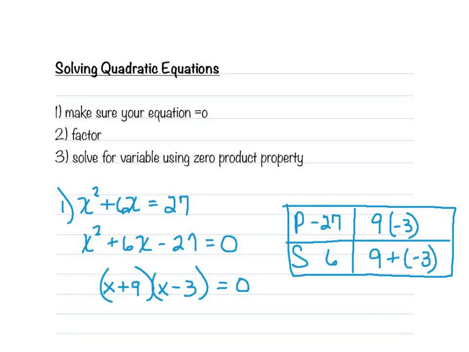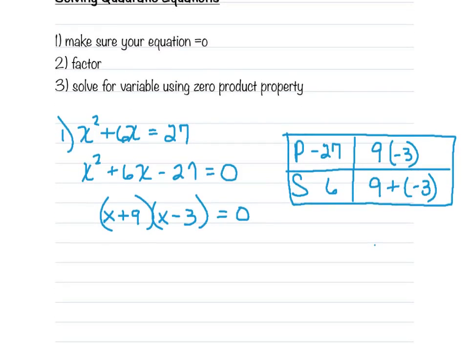Now remember, the zero product property says that if I have two terms multiplied together equal to 0, one of them must be 0. So we set it up this way. X plus 9 equals 0. X minus 3 equals 0. And we're going to find the two roots, or the two possible solutions. So subtract 9 on both sides here. X equals negative 9. And we'll add 3 to both sides here. X is equal to 3. So my solution is negative 9, positive 3.